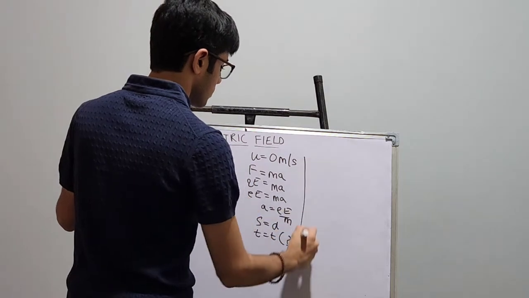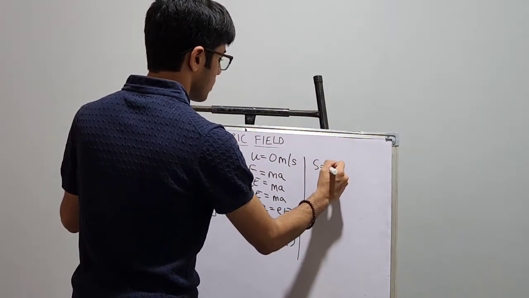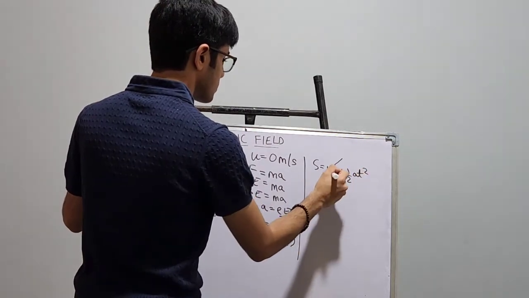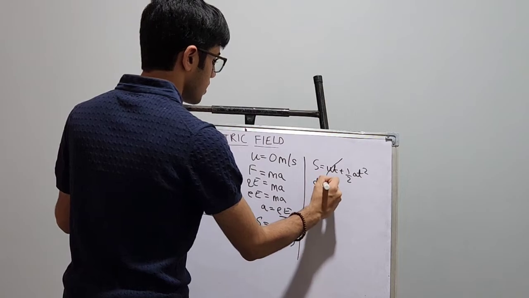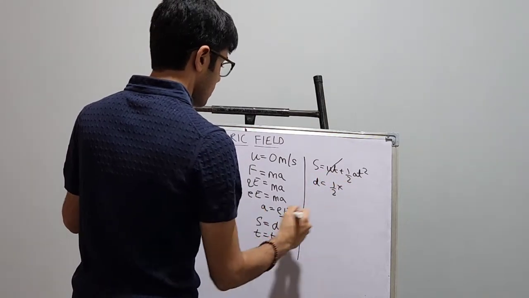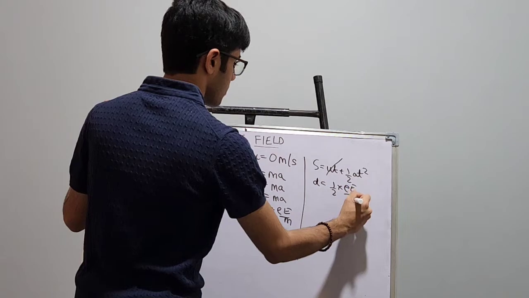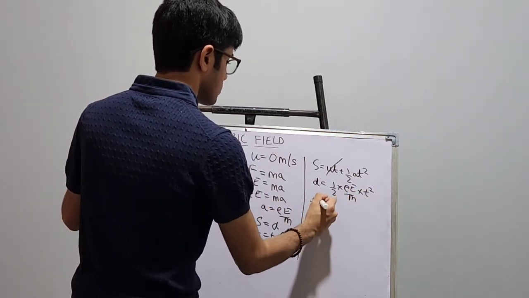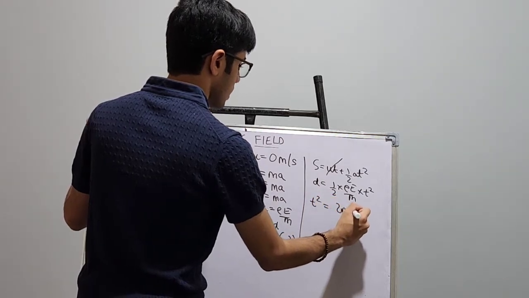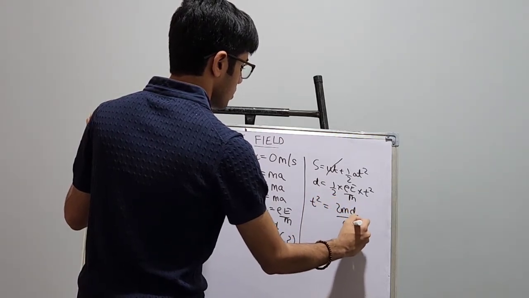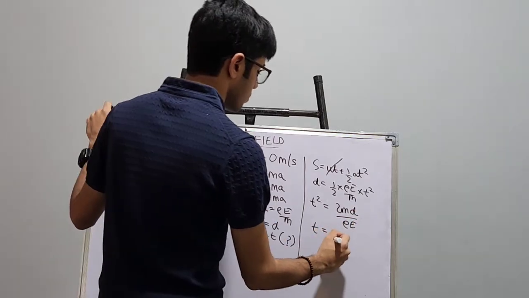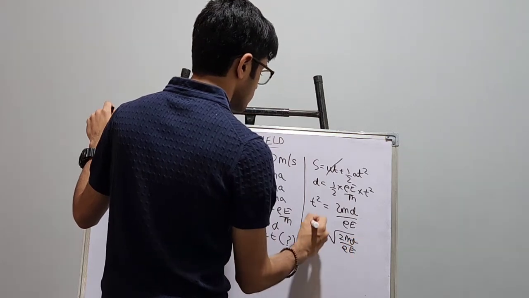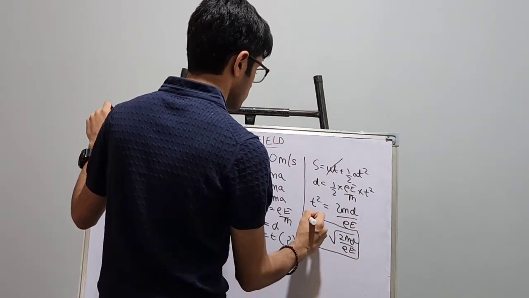So from the second equation of kinematics, we know that S is equal to ut plus half at squared. u here is 0, so this gets cancelled out. S is actually D, so D is equal to half times a, which is eE upon m, and t squared, which we need to calculate. So t squared here is equal to 2mD upon eE, and t is equal to under root 2mD upon eE. This is the time taken to reach upwards.